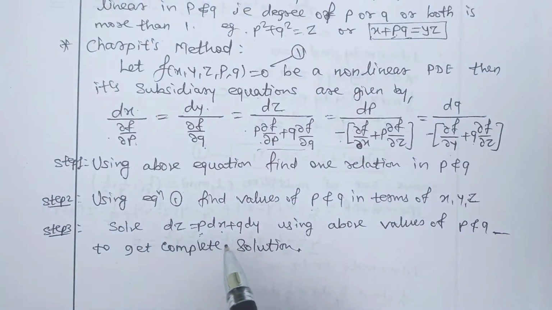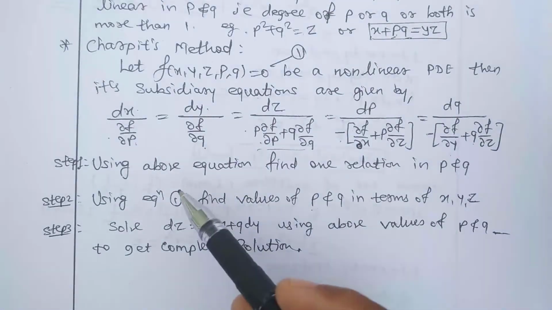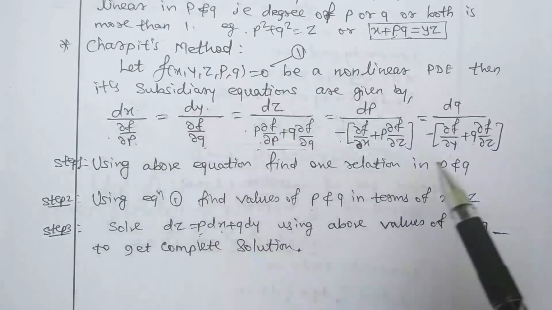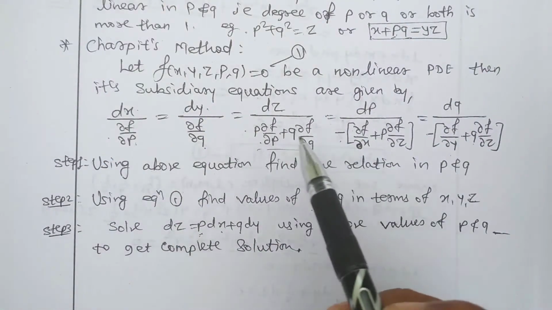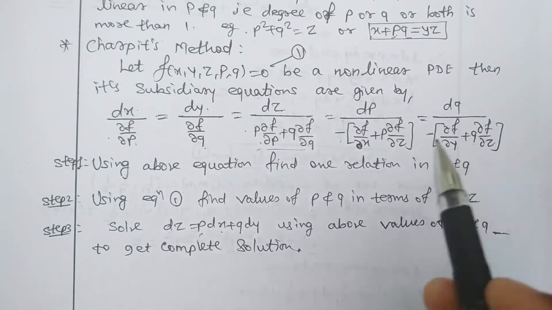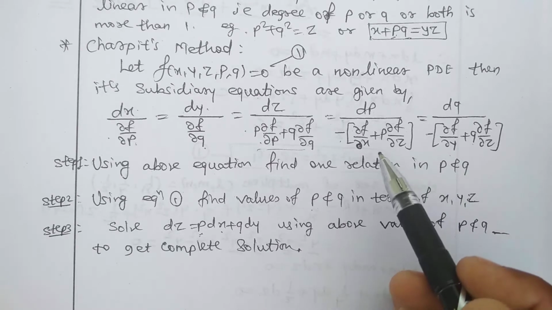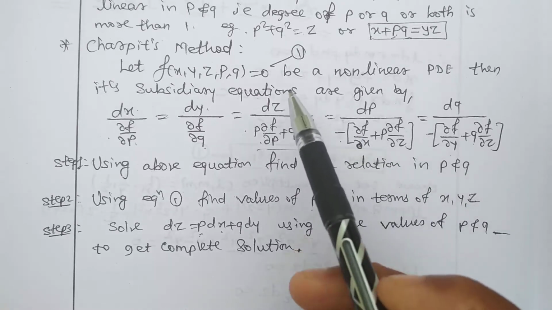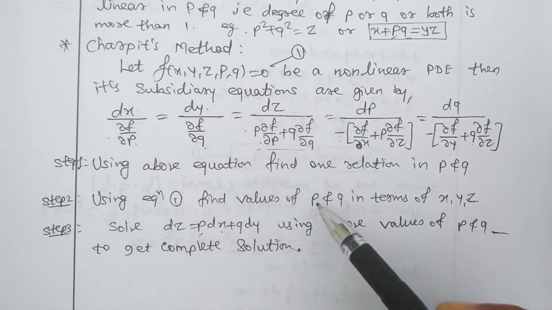Then after integrating, we will get the complete solution for this first order nonlinear differential equation. This is the procedure. Once again, see the procedure. By using these equations, by considering any group, we have to find the relation in terms of p or in terms of q or in terms of p and q.